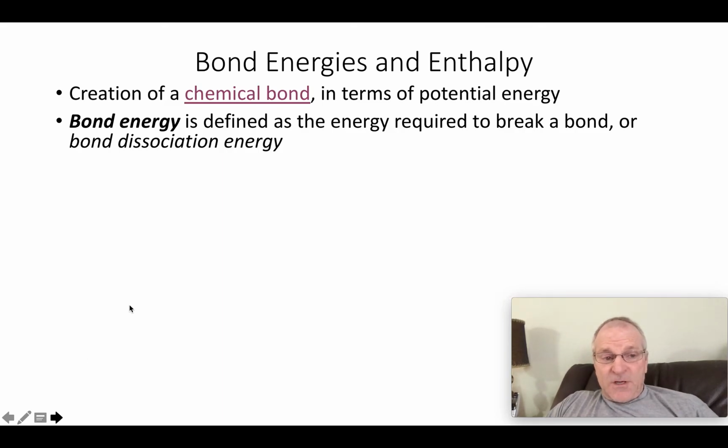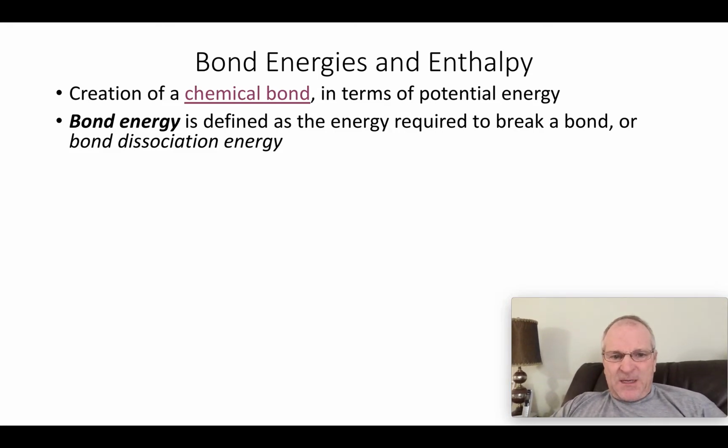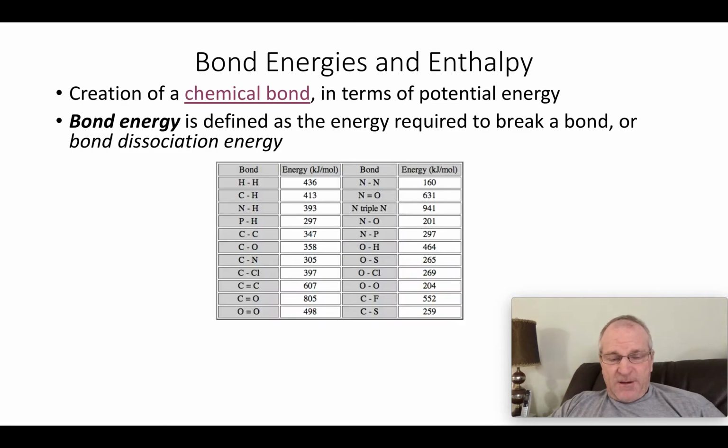So that energy in the bond is called bond energy, and it is by definition the energy required to break a bond, often referred to as the bond dissociation energy. And there's a picture of a bunch of bond dissociation energies. For example, the hydrogen-hydrogen bond is 436 kilojoules per mole, or in other words, it requires 436 kilojoules to break a mole of hydrogen-hydrogen bonds. And there's a whole bunch of them.